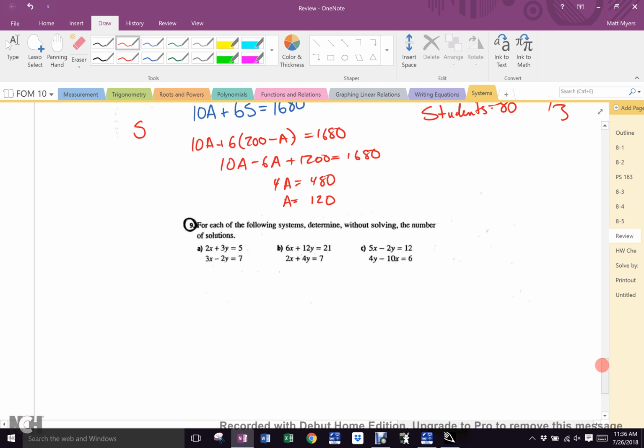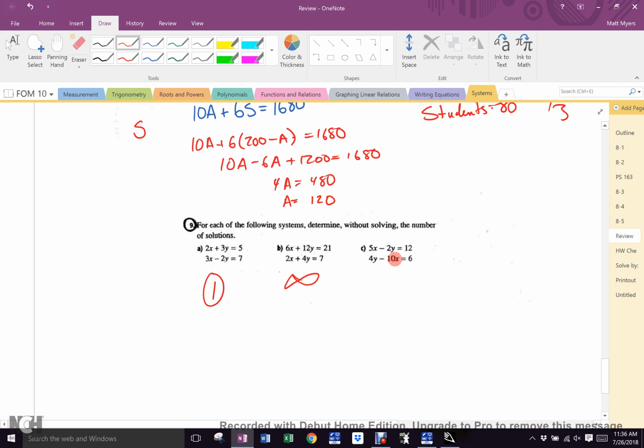And lastly, for 1 mark each, 2, 3, 3, 2, 5, 7. What is it? How many solutions? 1, because they're going to have different slopes. Right? 2 times 3, 4 times 3, 7 times 3. Are they the same line? So how many solutions? Infinite.